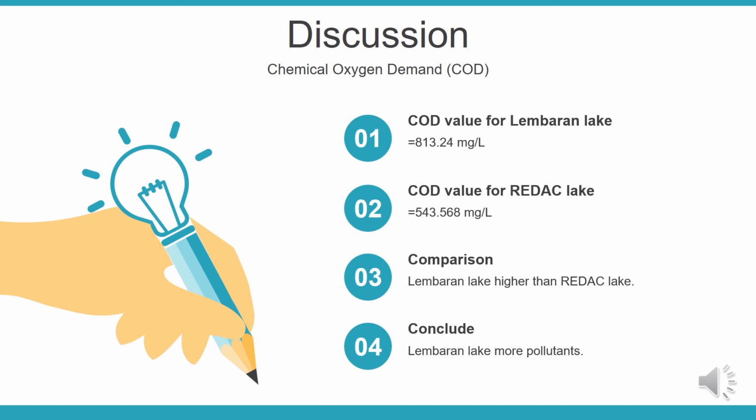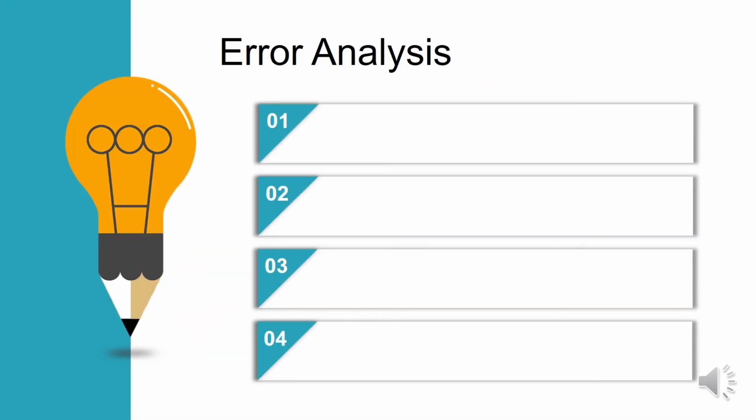So, the next part is error analysis from our experiment. There were some errors that might occur during the experiment, causing the result of the experiment to be inaccurate. First and foremost, parallax error might happen due to the position of our eye not being perpendicular to the scale of the instrument, such as the measuring cylinder and burette. Thus, the volume measured might have low accuracy.